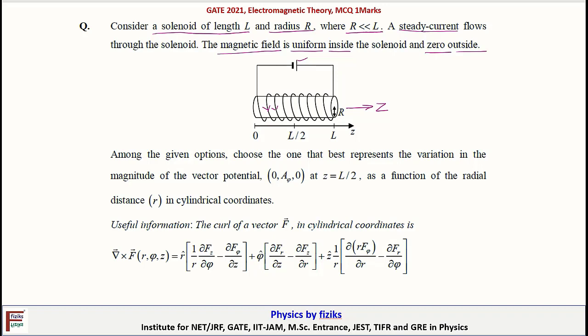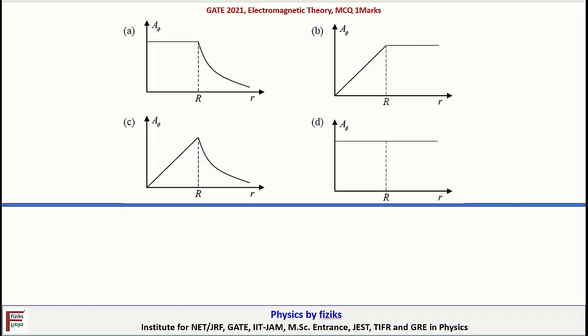Now among the given options, choose the one that best represents the variation of the magnitude of the vector potential, that is the A phi component, at a distance Z equal to L by 2, as a function of radial distance. We have to see it as a function of radial distance R in cylindrical coordinates, and the del cross formula is given in cylindrical coordinates. So 4 options are given. You can see we have to verify which one is correct. So A phi versus R we have to verify.